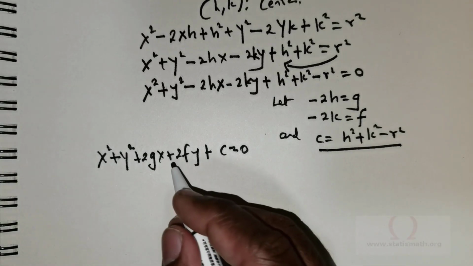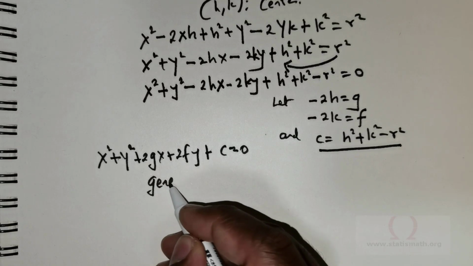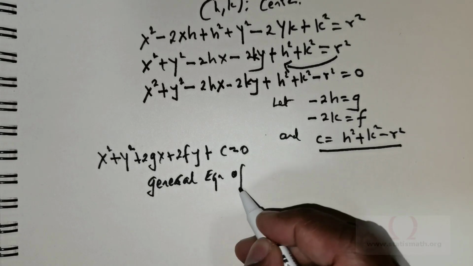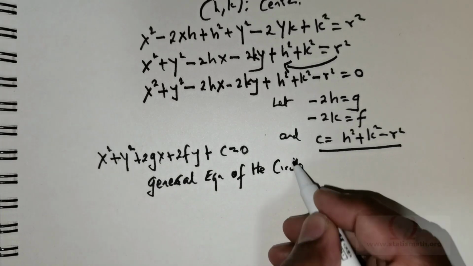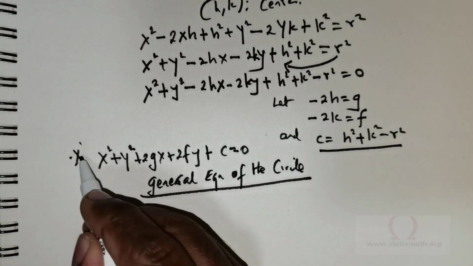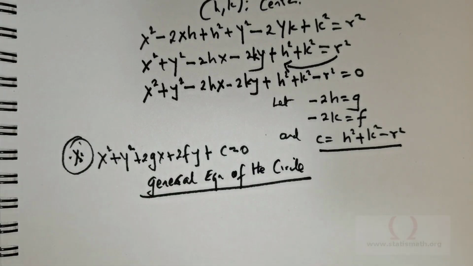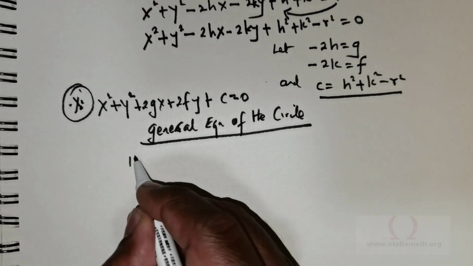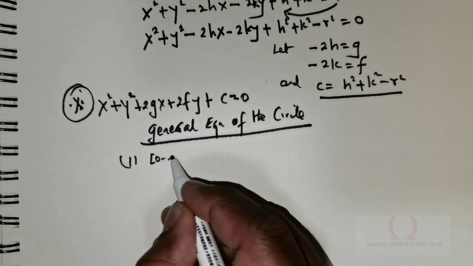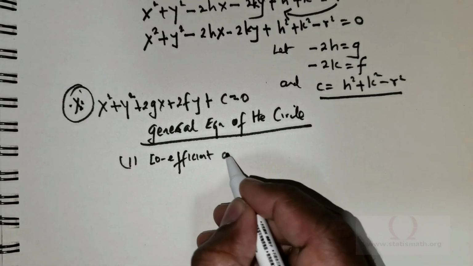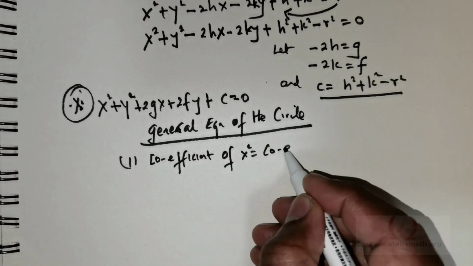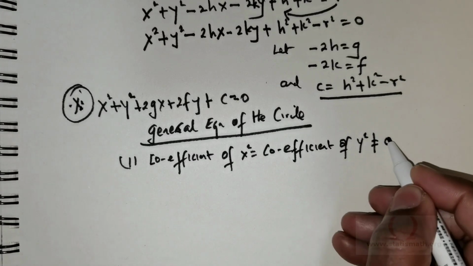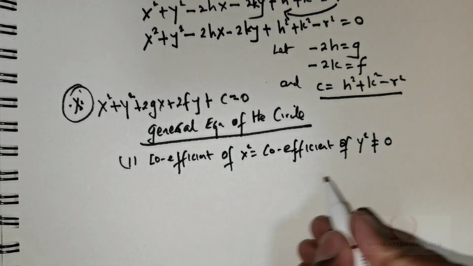Now this is called the general equation of the circle. We would be using this equation to a greater extent when we are doing problems. Now there are a few things you have to know. The first thing is the coefficient of x² should be equal to the coefficient of y², and it should never be equal to 0. That is a very important point.